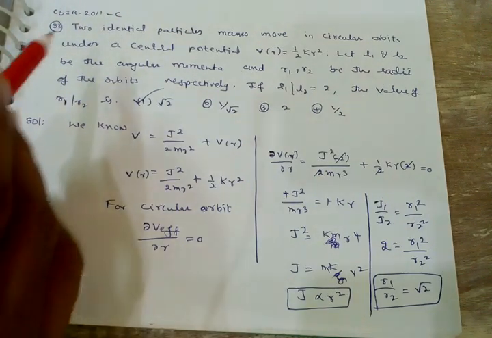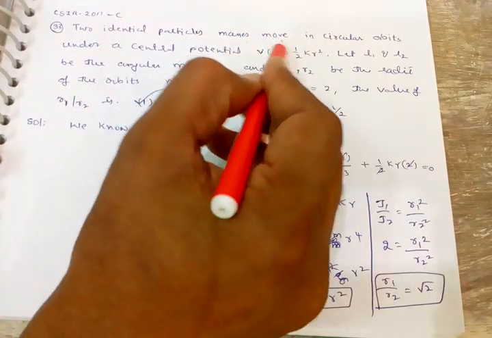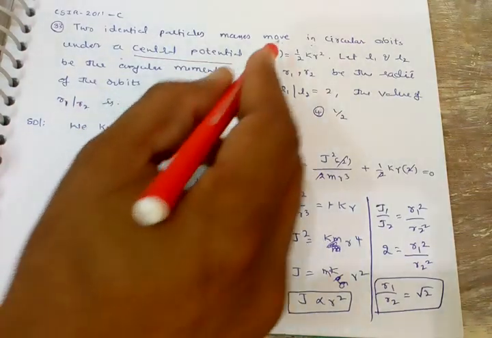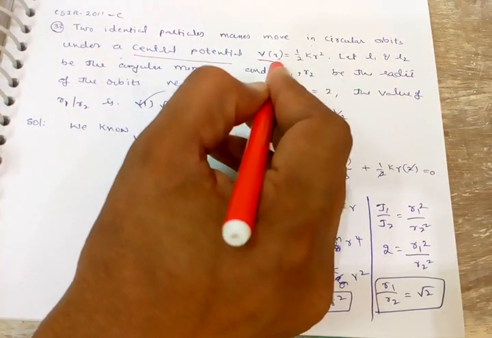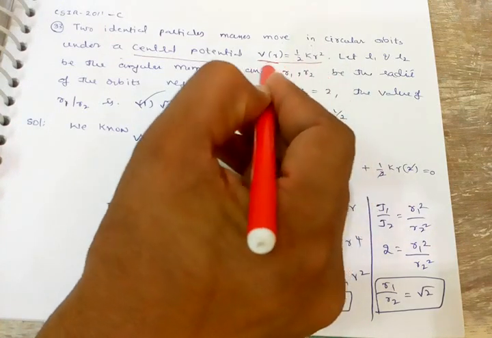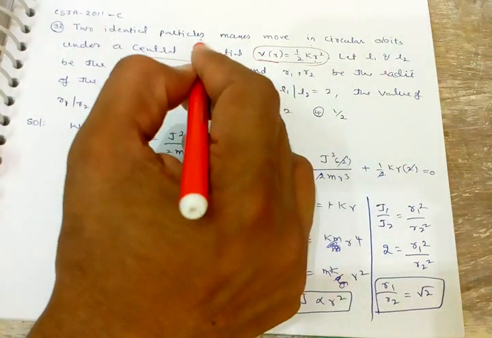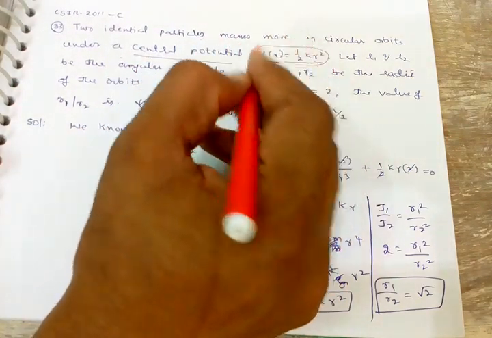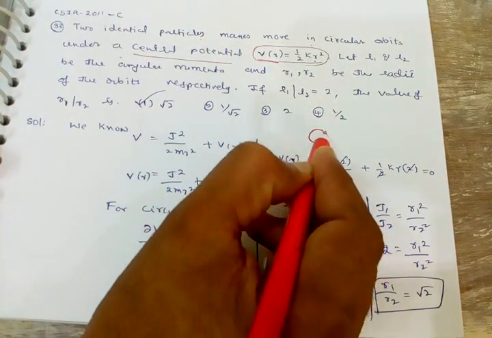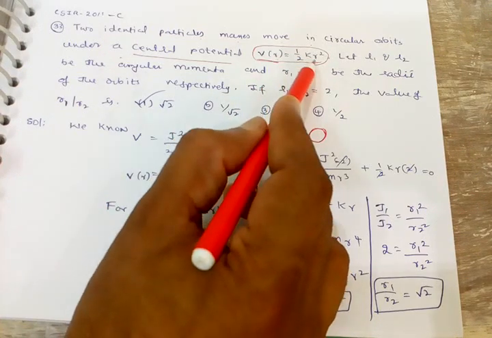See, one more question, this one. Two identical particles of mass m move in circular orbits under a central potential. The central potential is a function of distance, equal to half k r square. Two identical particles move in circular orbits, so the potential function depends on r.